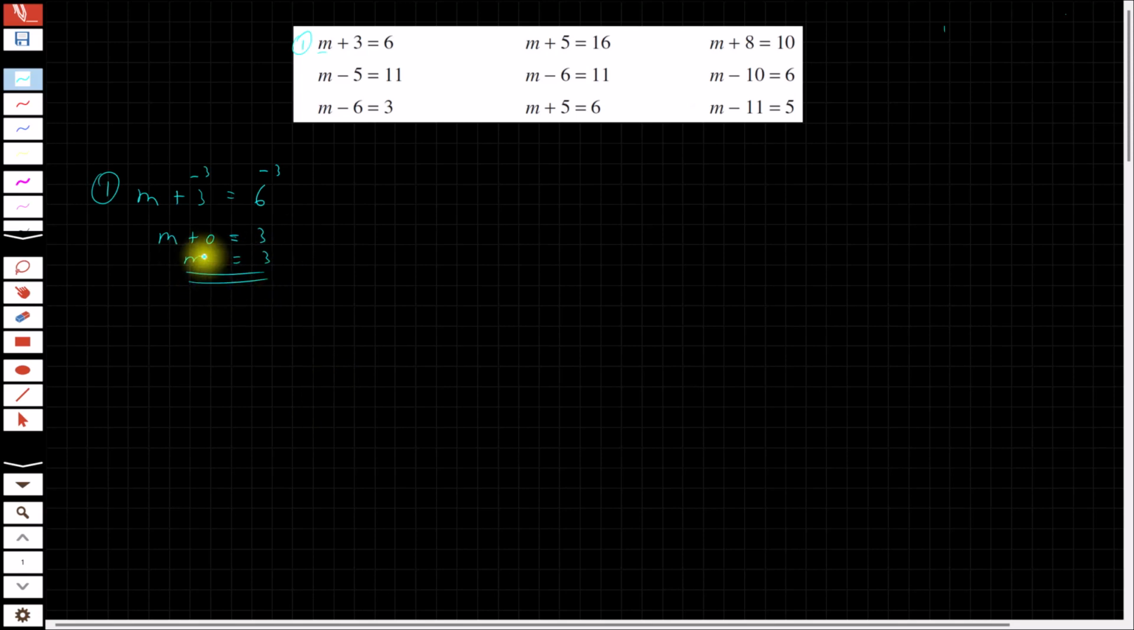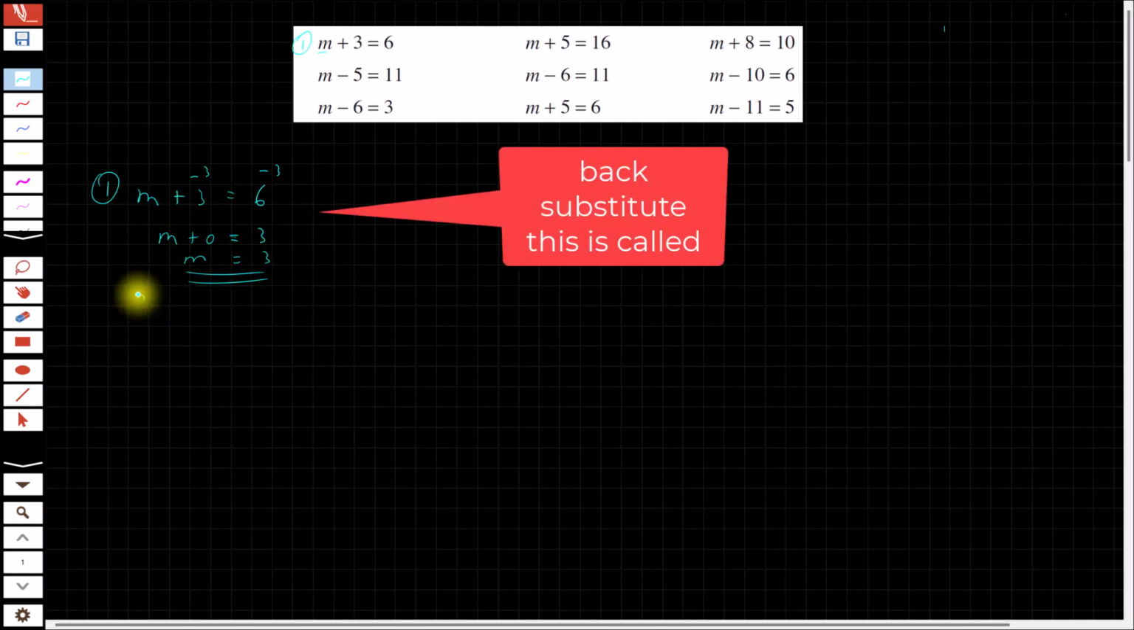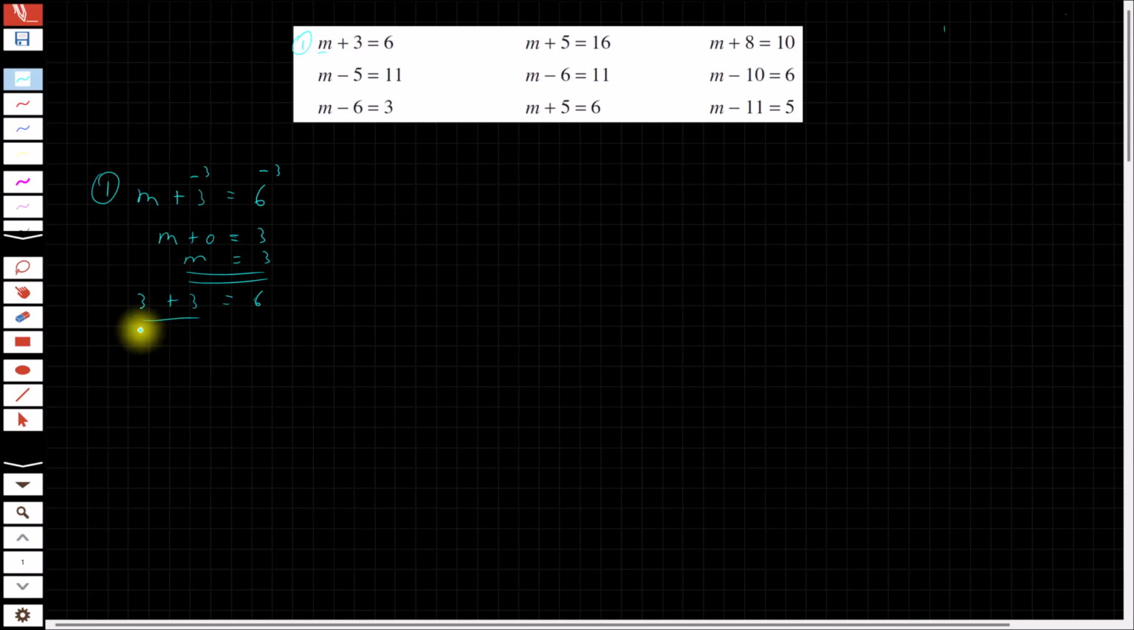To check if this solution is correct, that m does in fact equal 3, we can back substitute it into the original equation. The original equation is here. We put the 3 back into the m, so 3 plus 3 equals 6. So the left hand side is equal to the right hand side. That means m equals 3 is correct. Let's do number 2.